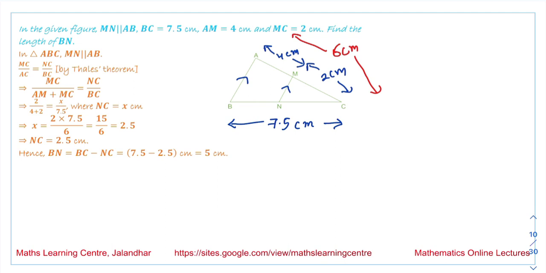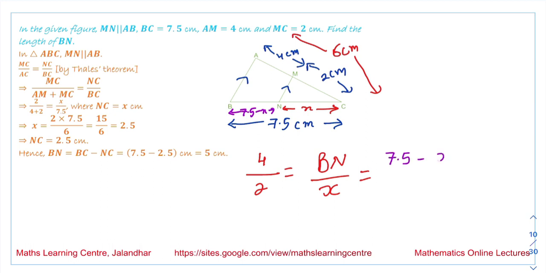Now by basic proportionality theorem, suppose the length NC is X centimeter. Then 4 is to 2 is equal to BN is to X. The value of BN: if this length is 7.5, then this length is 7.5 minus X. So it is 7.5 minus X over X.